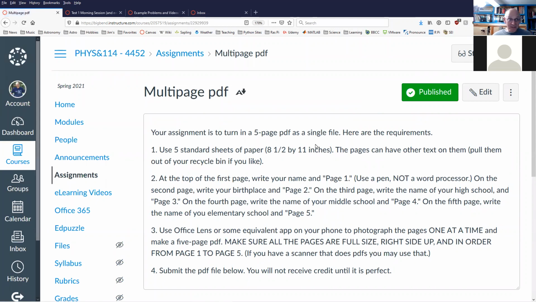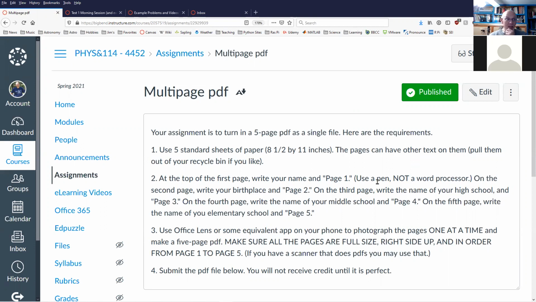The assignment is to turn in a 5-page PDF as a single file. Here are the requirements. Use 5 standard sheets of 8.5 by 11-inch paper. You can have other text on them, pull them out of the recycle bin if you want to, I don't care. But at the top of the first page, write your name and page 1, and use a pen, not a word processor for this writing. On the second page, write your birthplace and page 2. On the third page, blah, blah, blah. So you write a different thing at the top of each page, but each one should say page 1, page 2, page 3, page 4, page 5 as part of what's on there.